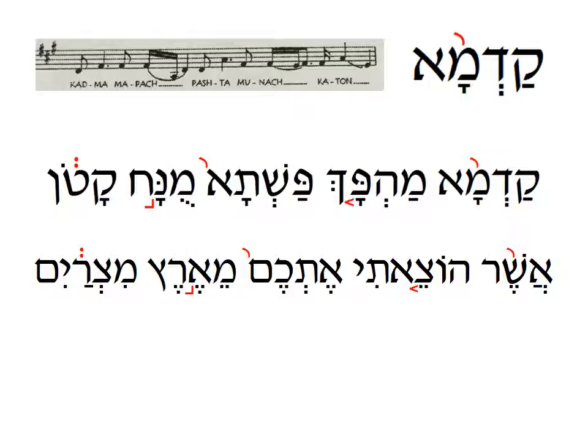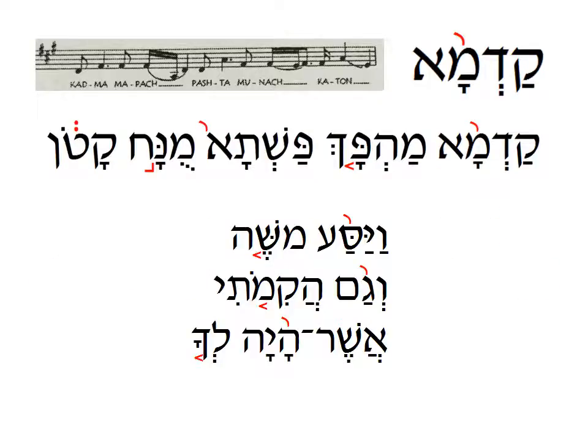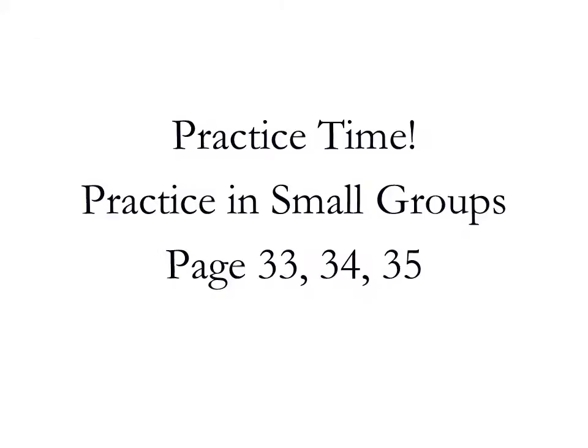So let's try this example. Kadma, Mapach, Pashta, munach, katon. Asher hotzeti etchem me'eretz Mitzrayim. Here's some examples of just Kadma, Mapach. Vayasa Moshe. V'gam hakimoti. Asher haya lecha. Now practice pages 33, 34, and 35.